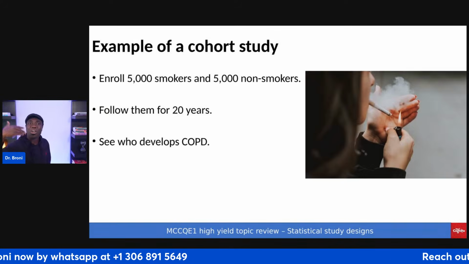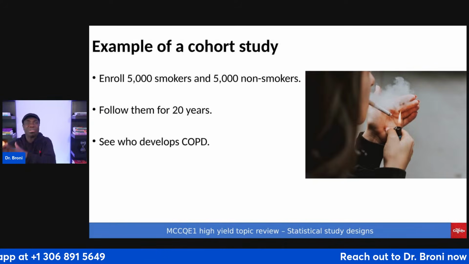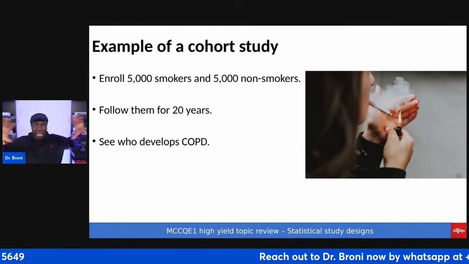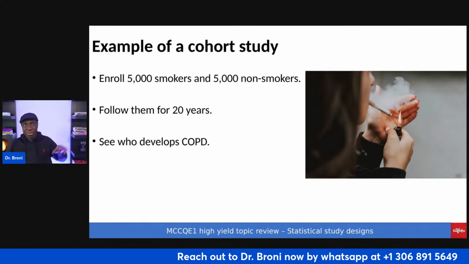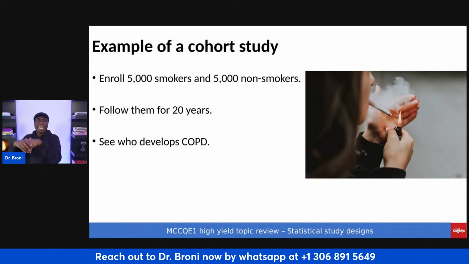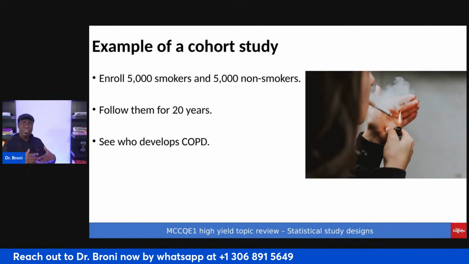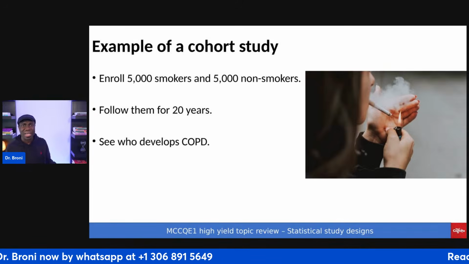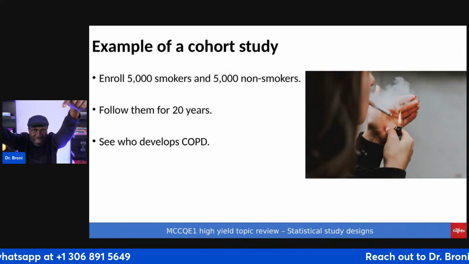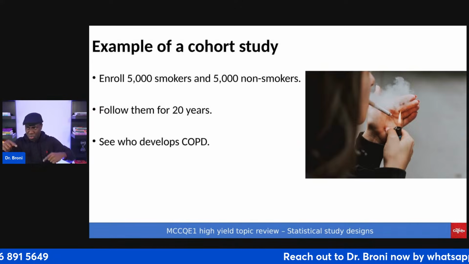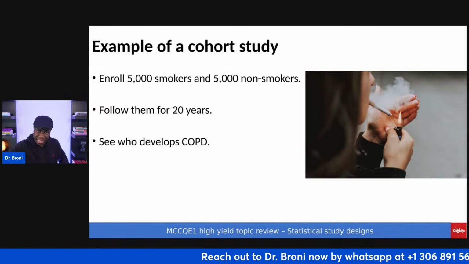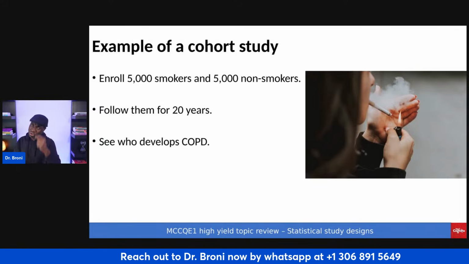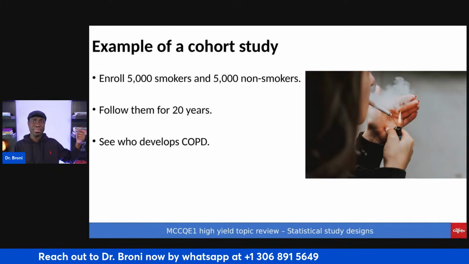In cohort study, you enroll 10,000 people. 5,000 start smoking. 5,000 do not smoke. And then 20 years down the line, you assess which of these people developed lung cancer or COPD, and which of these people did not develop COPD.